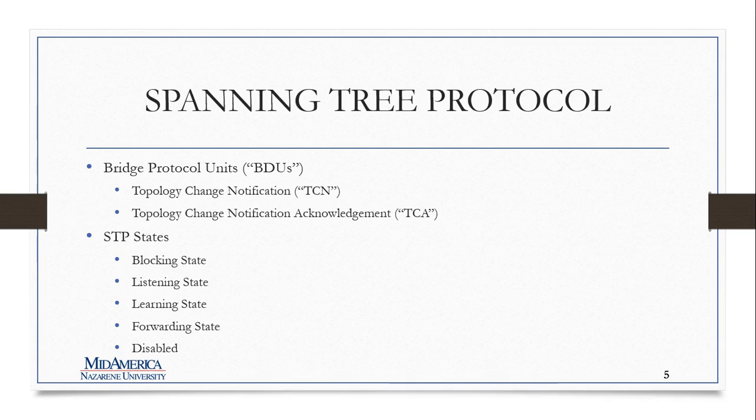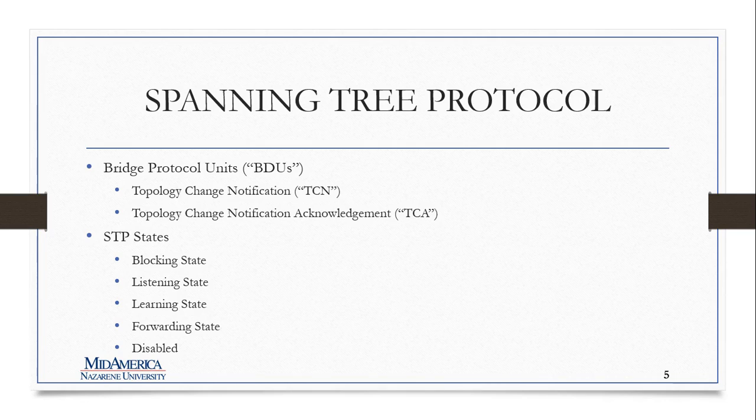There are five spanning tree protocol states: blocking state, listening state, learning state, forwarding state, and disabled. Blocking state. In this state, the switch is not sending data out of the ports. However, the switch is receiving and monitoring BPDUs. This state is used to prevent any possible switching loops. Listening state. BPDUs are being processed.